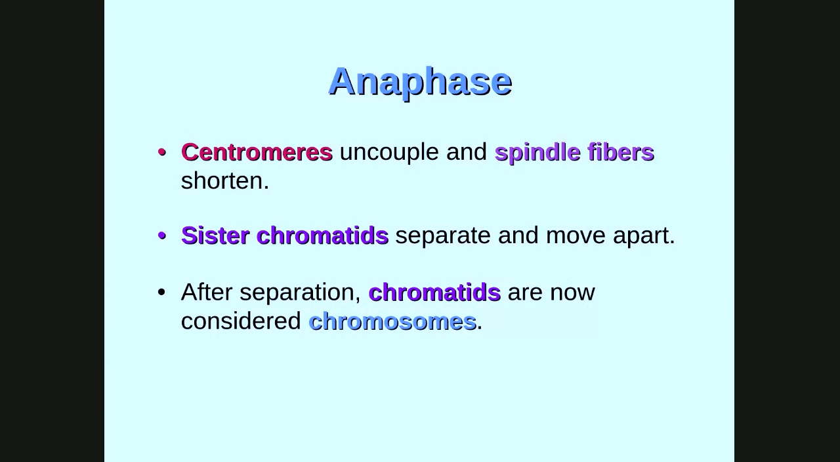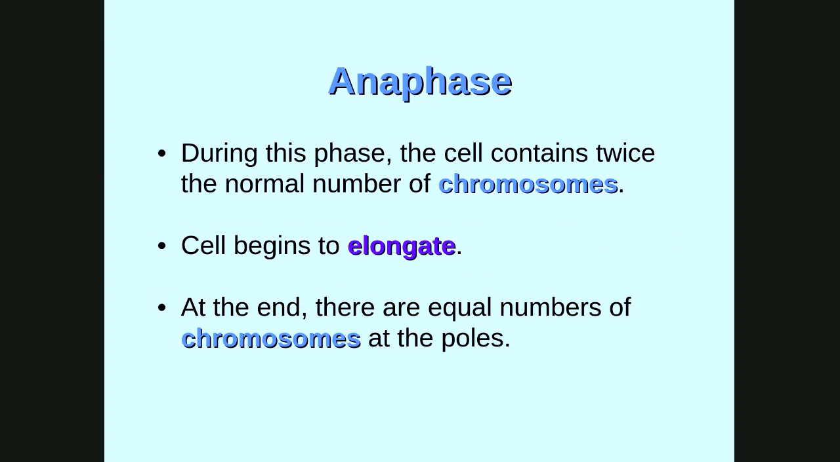In the anaphase, centromeres uncouple and spindle fibers shorten. Sister chromatids separate and move apart. After separation, chromatids are now considered chromosomes. During this phase, the cell contains twice the normal number of chromosomes. The cell begins to elongate. At the end, there are equal numbers of chromosomes at the poles.